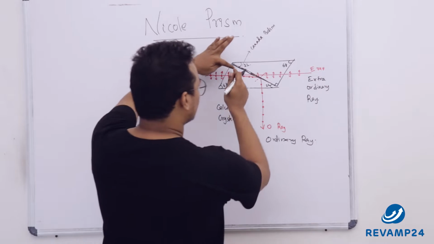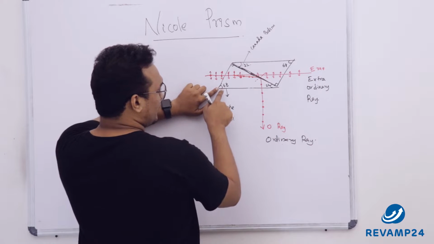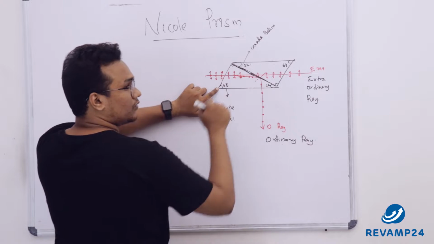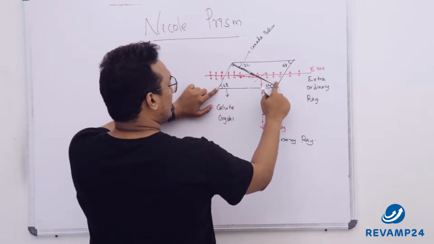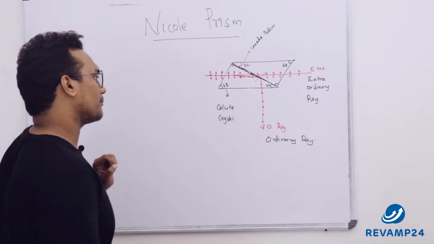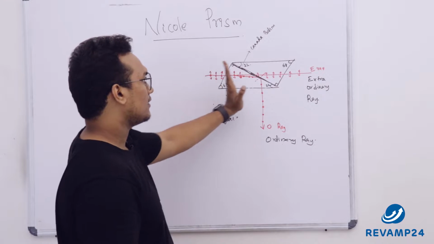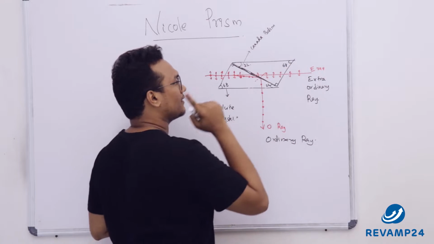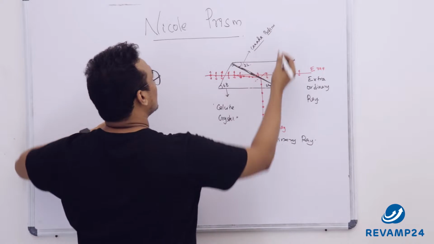So these are two prisms joined. One prism has an angle of 68 degrees here, 90 degrees here, and 22 degrees over here. Another prism, same thing, 22, 68 and 90, and these are joined together. These prisms are made with calcite crystal, and they are glued together using Canada balsam.